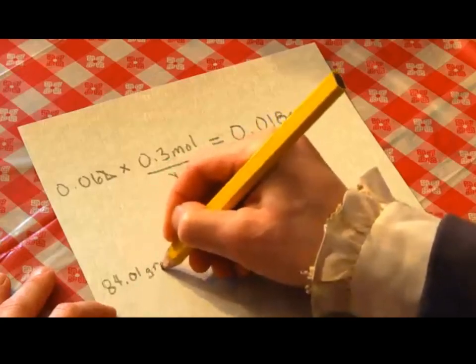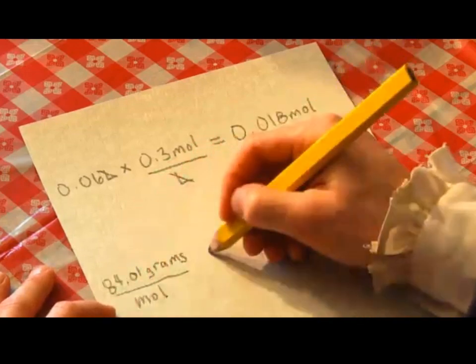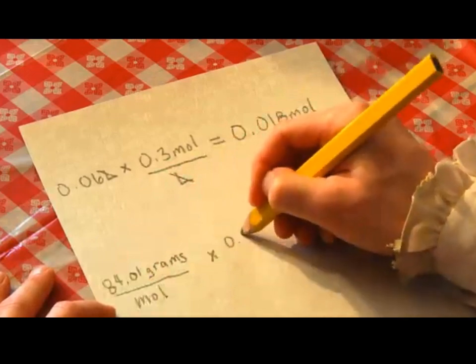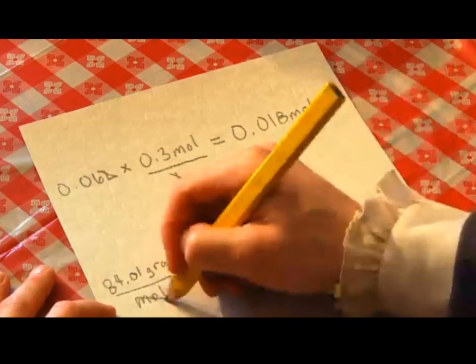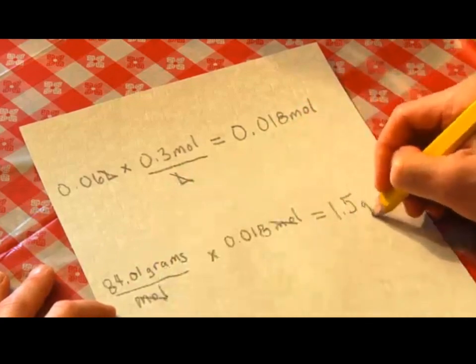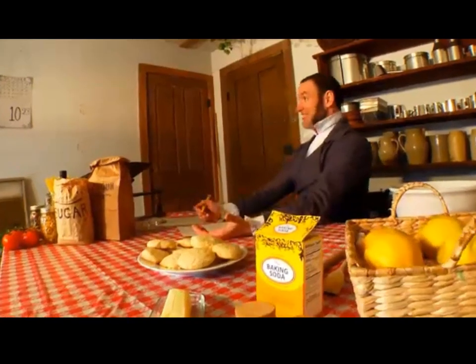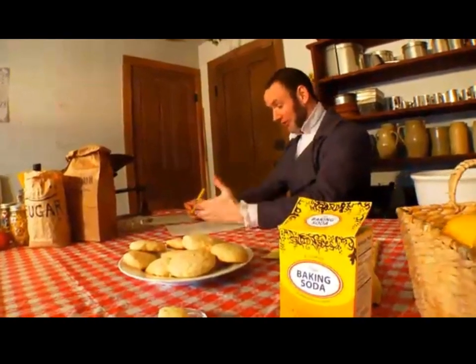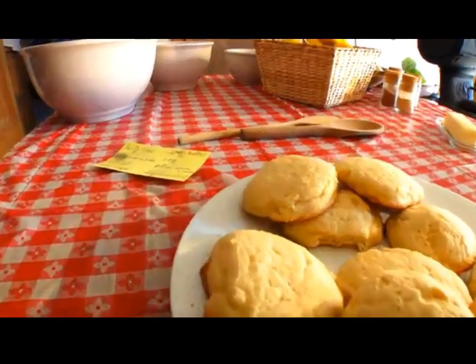Baking soda has a molar mass of 84.01 grams per mole. So to calculate the mass of baking soda, we multiply 84.01 grams per mole times 0.018 moles equals 1.5 grams. That's it! I need 1.5 grams of baking soda. I better start baking another batch. They'll be here soon.